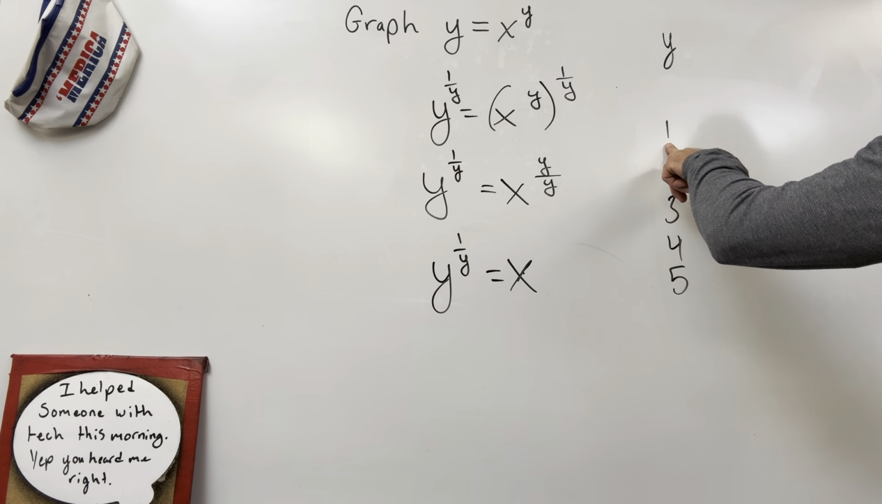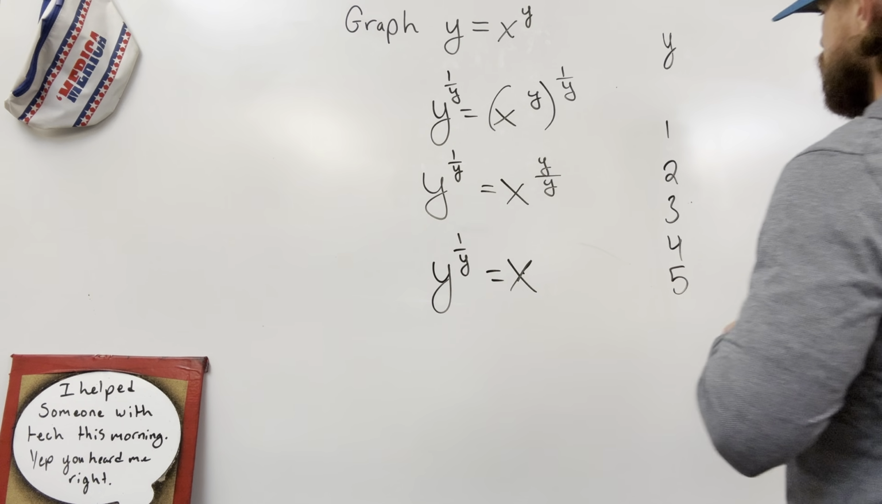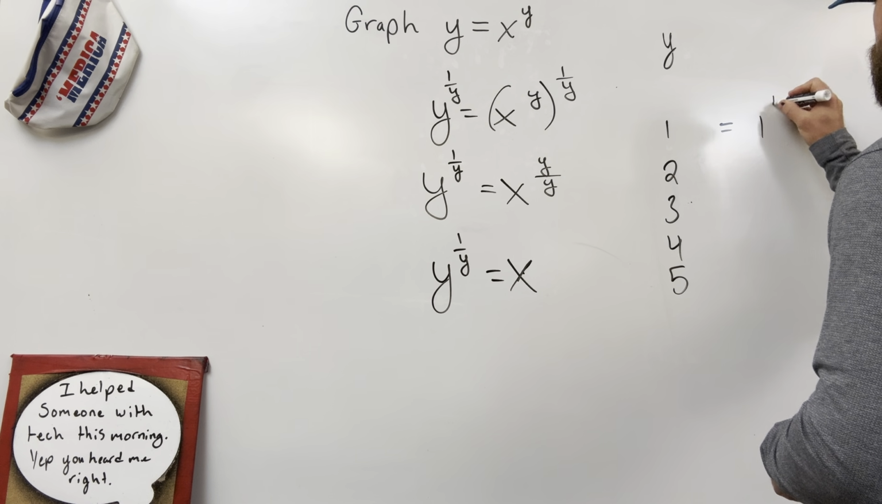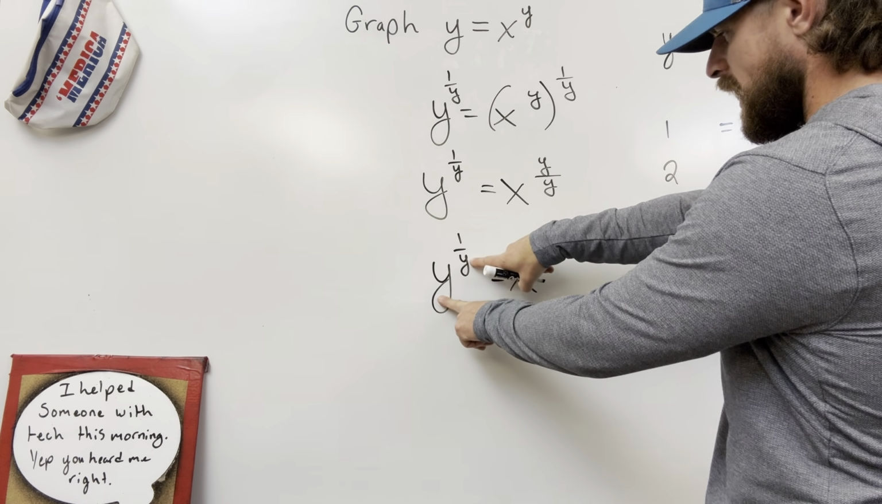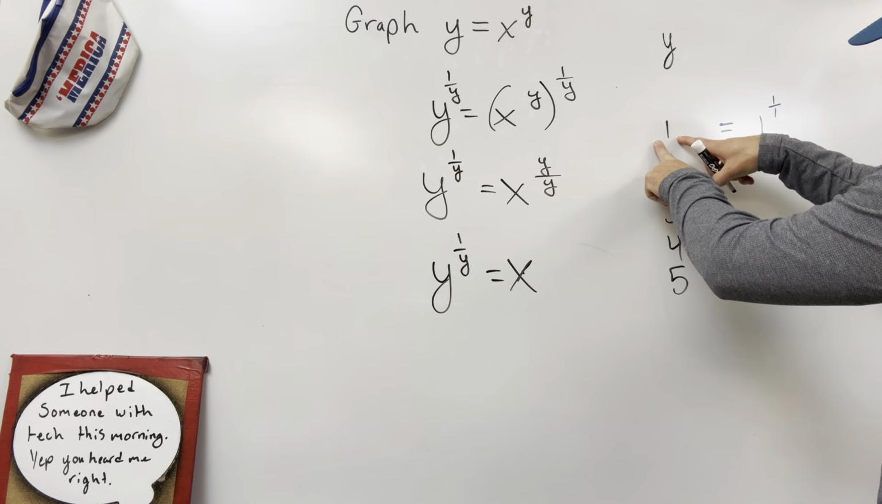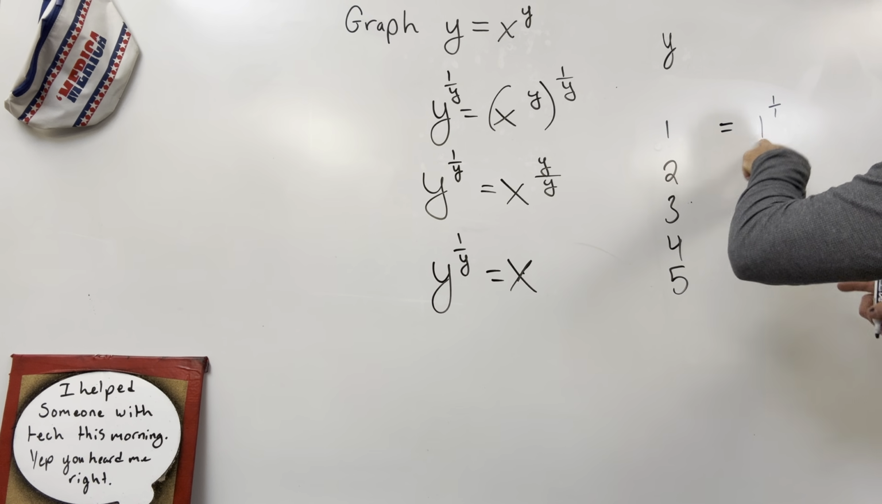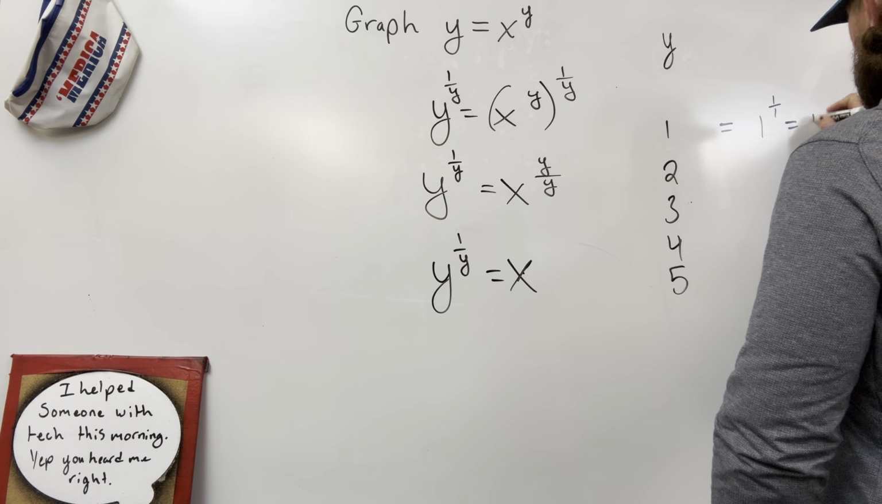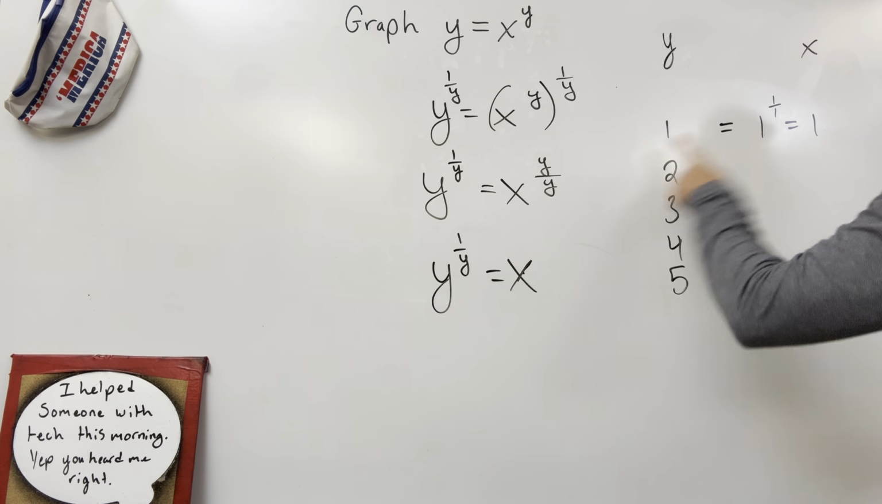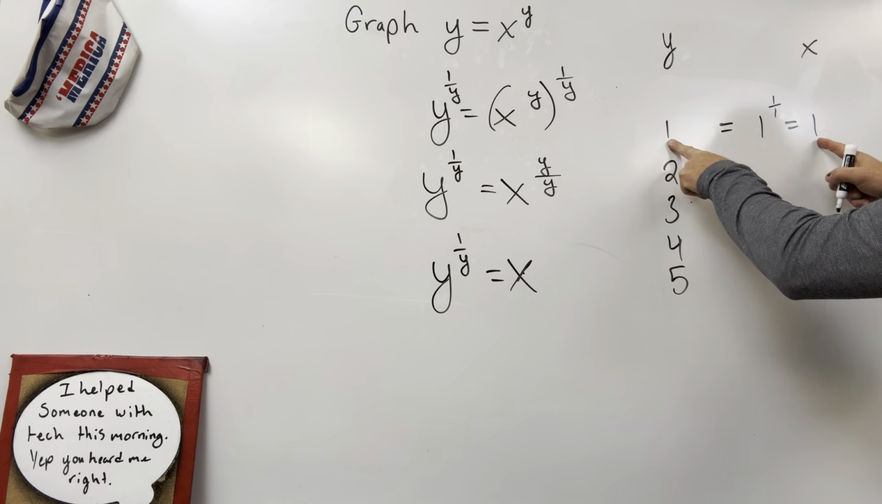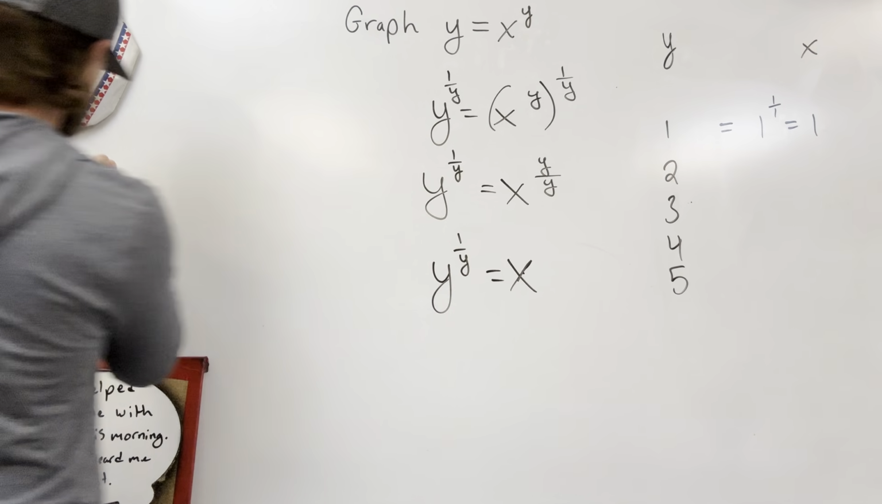We'll use 1, throw 1 in for y, so that's equal to 1 to the power of 1 over 1. Notice these two 1s are replacing my y's because my y value in this case is a 1. So what's 1 to the power of 1 over 1? Well, that just equals 1. So that means my x value, because x is equal to this, my x value would be 1 for that. So 1, 1, hey, we got ourselves our first point.